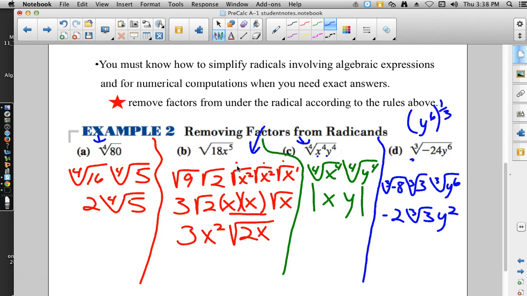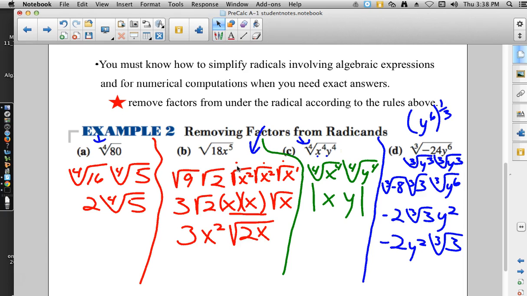If you'd rather have the cube root of y to the 3rd and realize that that's y times y times y, which is y squared, you absolutely can do that. And then we put the pretty stuff out in front and keep the ugly radical in the back. So negative 2y squared cube roots of 3. And I'm not thinking about absolute value bars because this is an odd root, and with odd roots, we don't need to do that.